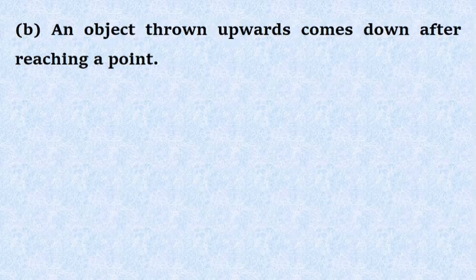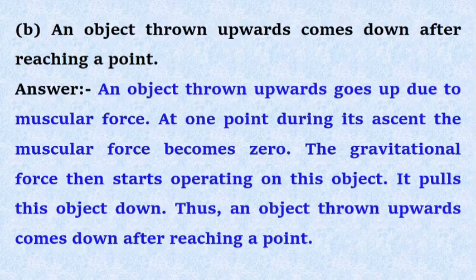B. An object thrown upwards comes down after reaching a point. Answer. An object thrown upwards goes up due to muscular force. At one point during its ascent, the muscular force becomes zero. The gravitational force then starts operating on this object. It pulls this object down. Thus, an object thrown upwards comes down after reaching a point.